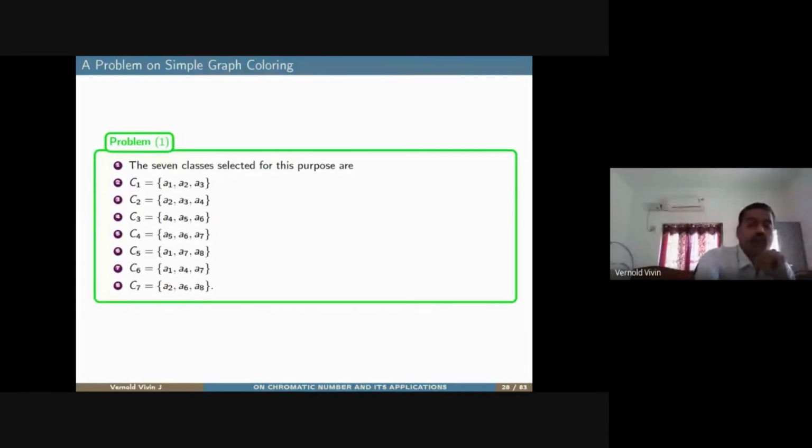So C1 has teachers A1, A2, A3. Similarly, if you look at C2, C2 has teachers A2, A3, and A4. Here you can find that teachers A2 and A3 are going for two classes, C1 and C2. So the thing is, class C1 and class C2 should not be conducted at the same period of time. If they are conducted at the same time, then those teachers will clash, or their periods will overlap.